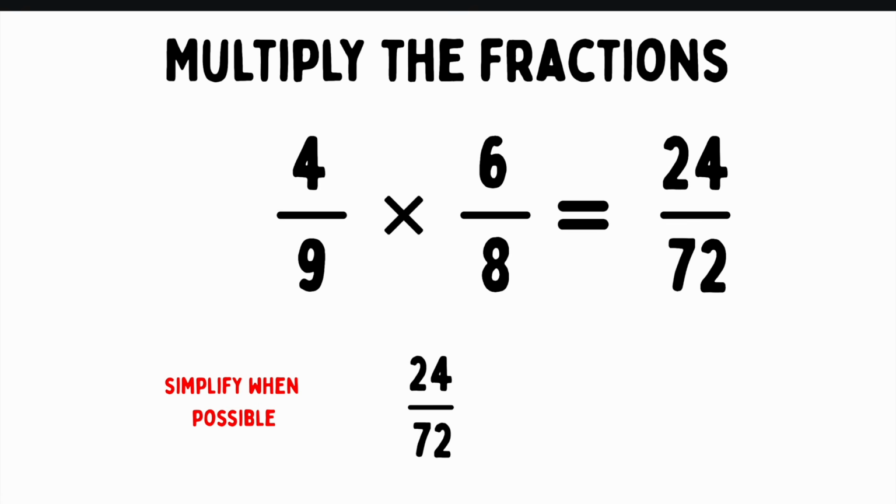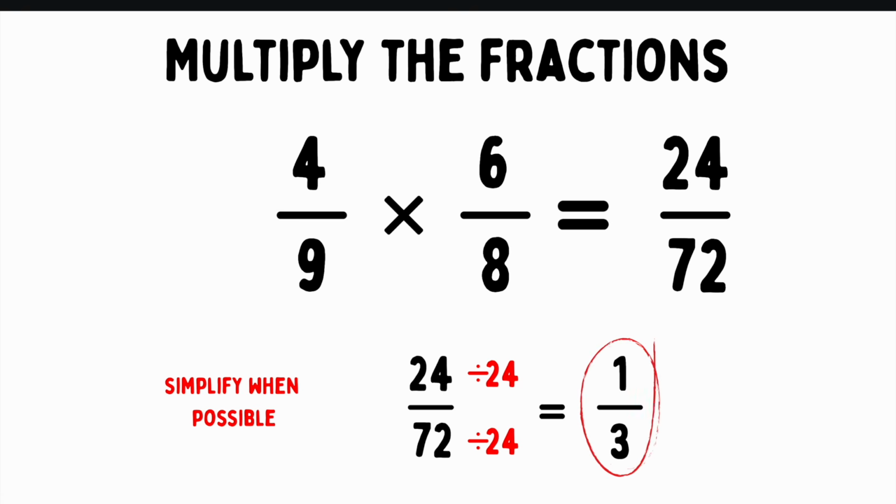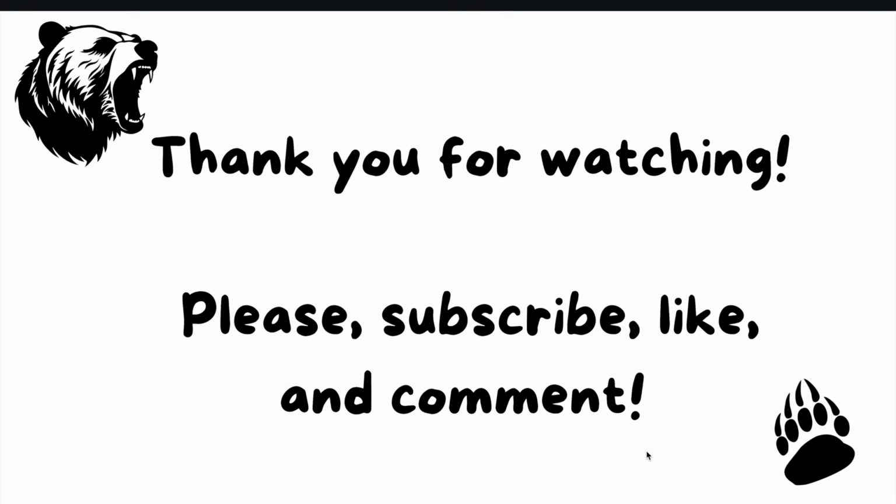24/72. We notice that they're both divisible by 24. 24 divided by 24 is 1, and 72 divided by 24 is 3, because 24 times 3 is 72. The product is 1/3. 4/9 times 6/8 equals 1/3.